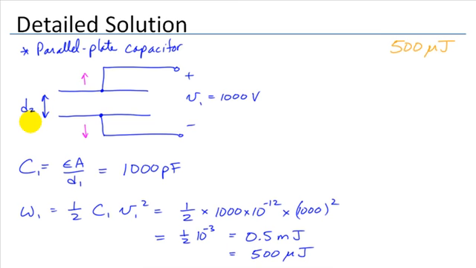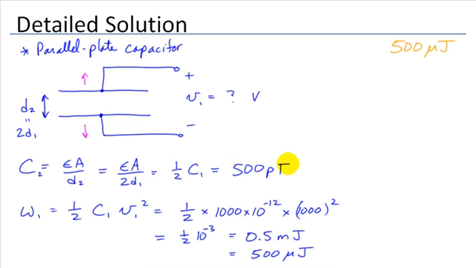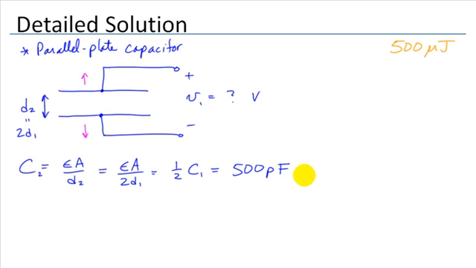Now we pull the plates apart to give us a new distance, d2. And d2 is twice the original distance, d1. That gives us a different capacitance and different distance. Of course, the numerator stays the same. The distance d2 is twice d1. So we write that our new capacitance is 1/2 the original capacitance. And we recall that the original capacitance was 1000 picofarads, so the capacitance now has dropped to 500 picofarads.